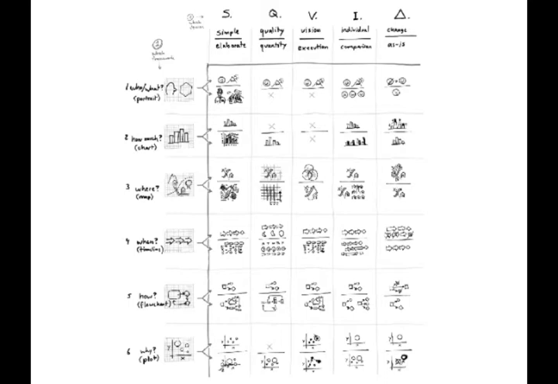So we start by looking down the column at the framework, and you determine which framework it is that your idea fits into. Is it a portrait? Is it demonstrating how much, where, when, how, or why? Then you use the row at the top to determine which version you want to use. This is the row up at the top of the line where it says SQVID. Do you want it to be simple, elaborate, quality versus quantity, vision versus execution, individual versus comparison, or change versus status quo? This then helps you try to figure out what's going to work better.